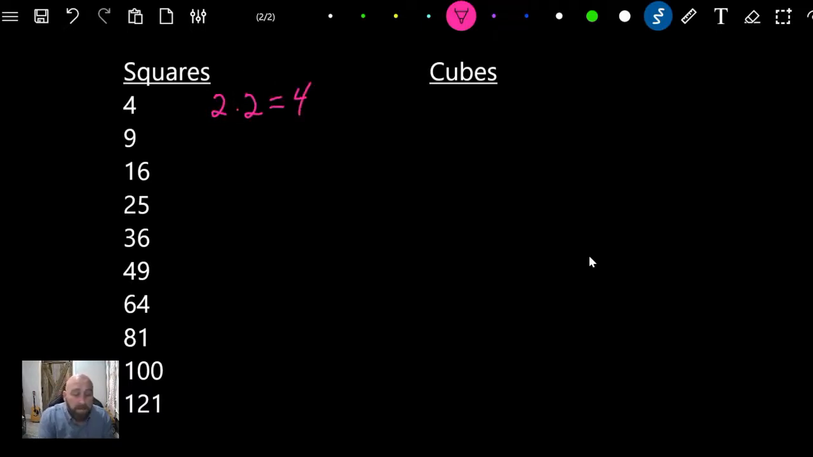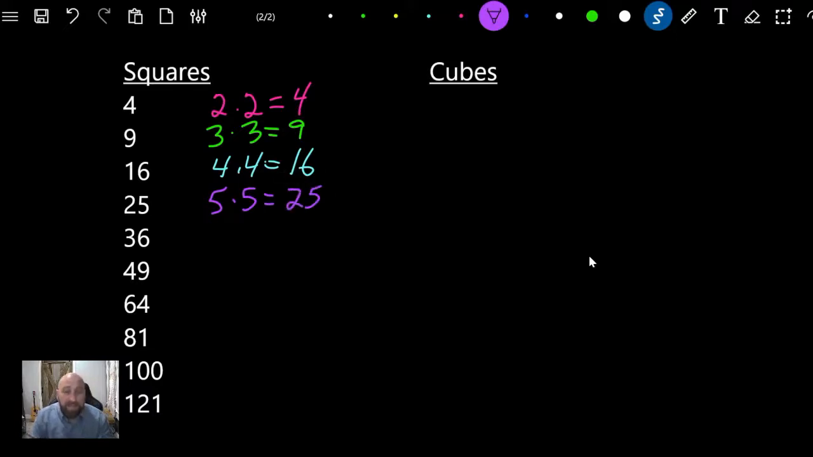Okay? The number 9 is a perfect square because 3 times 3 equals 9. The number 16 is a perfect square because 4 times 4 equals 16. The number 25 is a perfect square because 5 times 5 equals 25. I think you see the pattern forming, right?